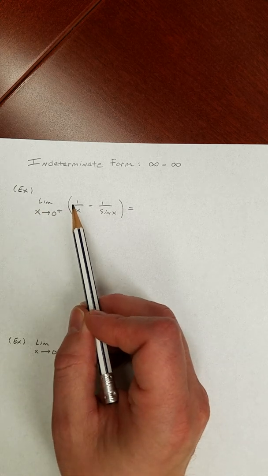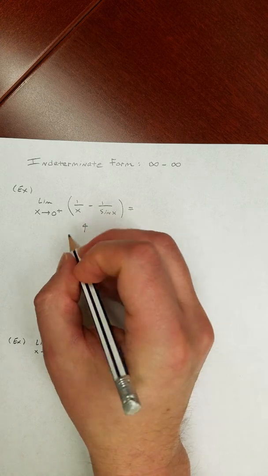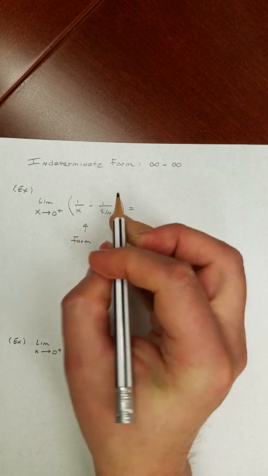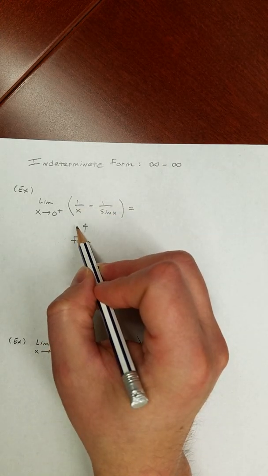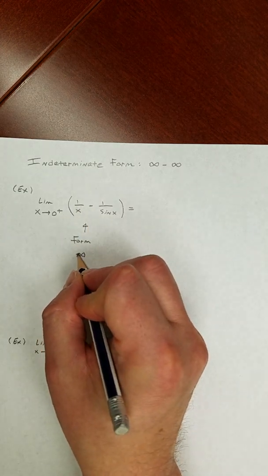X goes to 0 from the right. What does that look like? Well, we've talked about this, right? 1 over x, if x goes to 0 from the right, will be infinity.